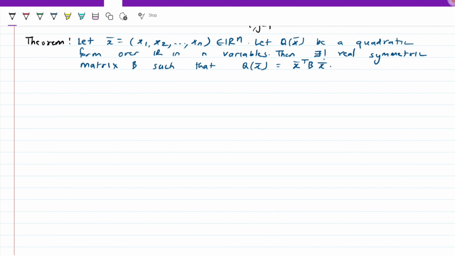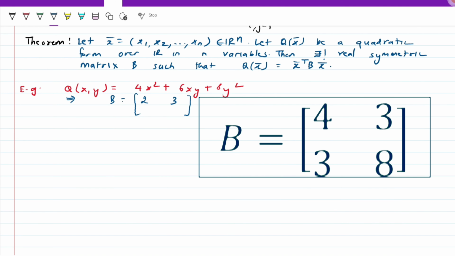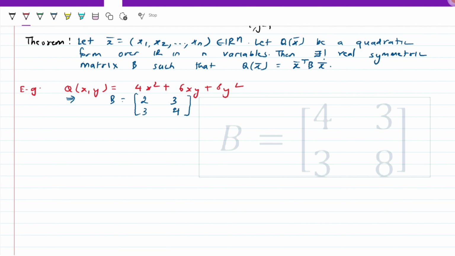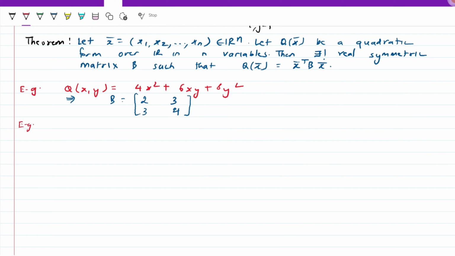Now for example, consider the quadratic form q of x, y equal to 4x square plus 6xy plus 8y square. Then we can construct a real symmetric matrix B, which is going to be 2 by 2 since we have two variables, and the entries of this matrix are going to be 2, 3, 3 and 4. Later on I will be telling you the shortcut for this, and also vice versa if we are given a real symmetric matrix.